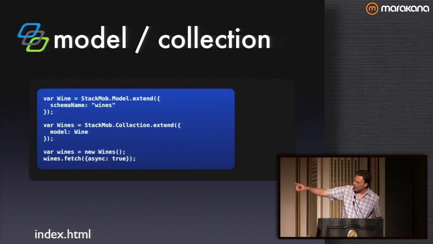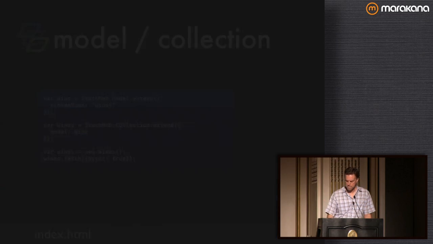So this is how I would modify the example that we were just working on. Instead of calling backbone.model.extend, I call stackmob.model.extend, and I set the schema name to wines. And then same thing with my collection. I set it to the StackMob collection and define my model. And when I initiate my new wines, I can actually call a fetch command, and it'll go to the server and pull down all of my current wines that are up there.